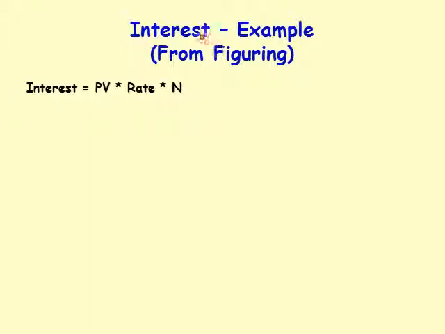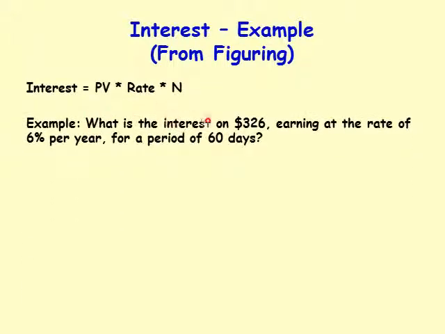And I'm looking for an example. I'm getting an example from a book, Figuring, by Shakuntala Devi. Let's continue here. Example: what's the interest on $326 earning at the rate of 6% per year for a period of 60 days? This is my principal value, this is my rate, and 60 days is the number of days involved. Interest is stated per year, so 60 days would be 1/6 of a year.